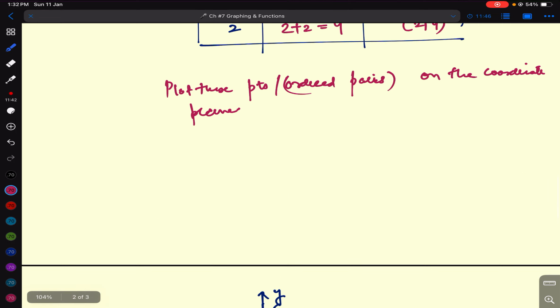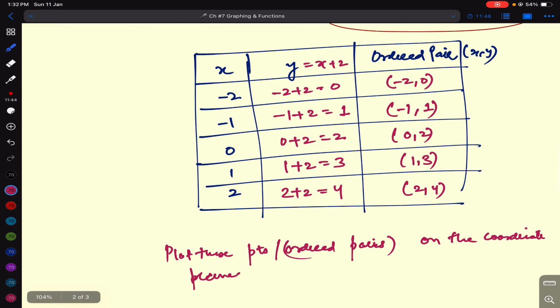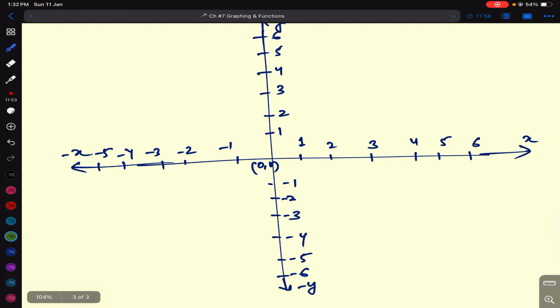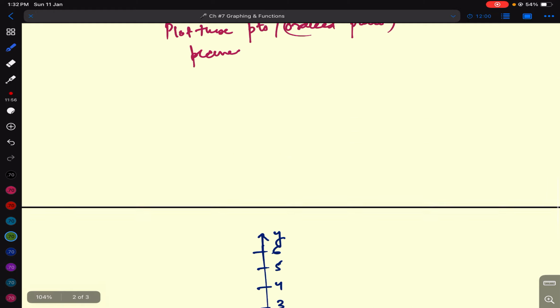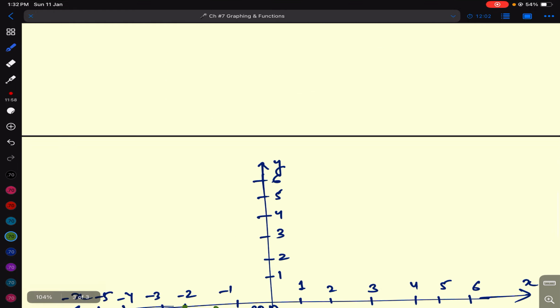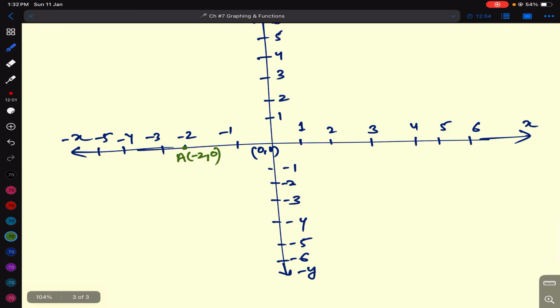Okay, so what was the first point here? Let me label these points as A, B, C, D, E. So A is (-2, 0). (-2, 0) will be this point, right? Then we have B as (-1, 1), so x being negative 1 and y being positive 1. So this is B.